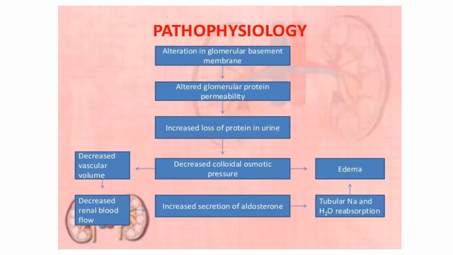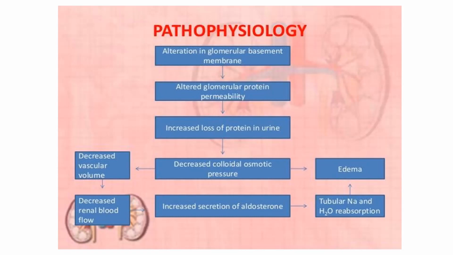Pathophysiology. Now, as I said, there is an alteration in the glomerular basement membrane or glomerular filtration barrier, which leads to altered glomerular protein permeability. That is, the filtration barrier which used to hold back the protein starts to leak.